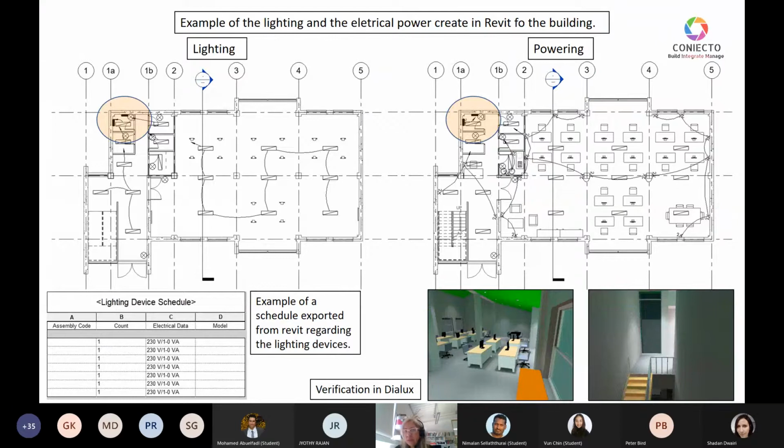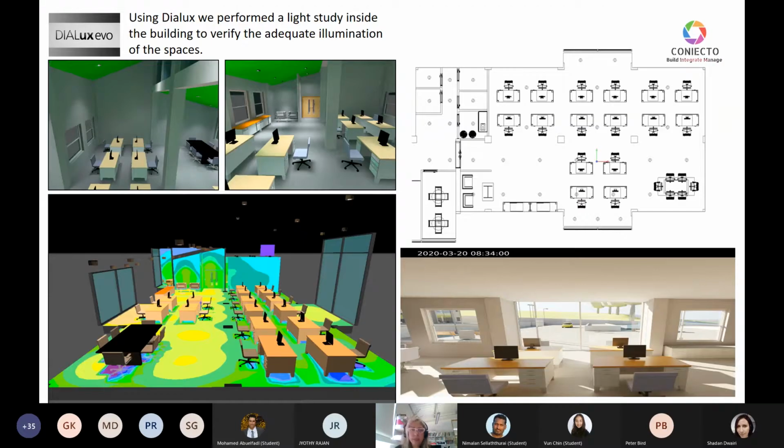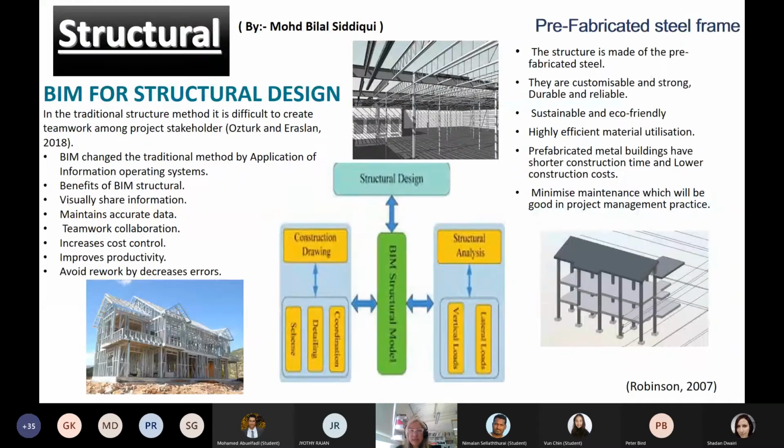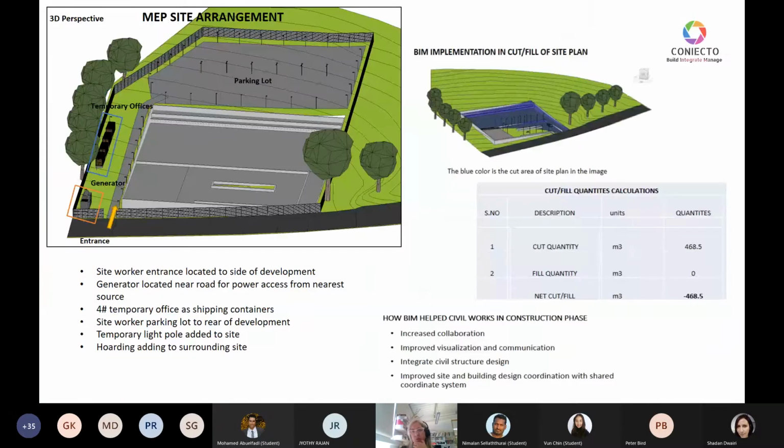Although we're not expecting to see every building to this level, it would be a good idea that you explain how you're working that out. Yeah, and the MEP site arrangement. So this is more about aspects of the construction during the construction process, but then how you're going to end up having the final solution after the construction is finished.